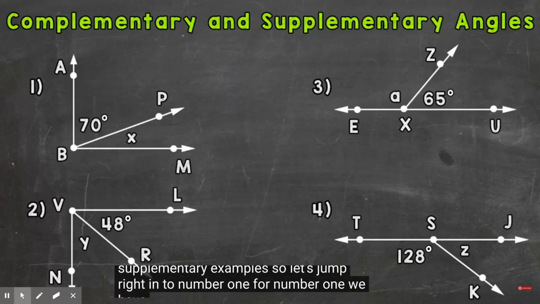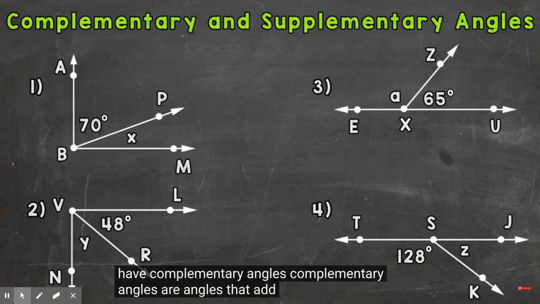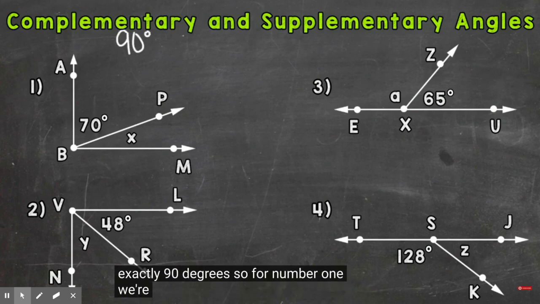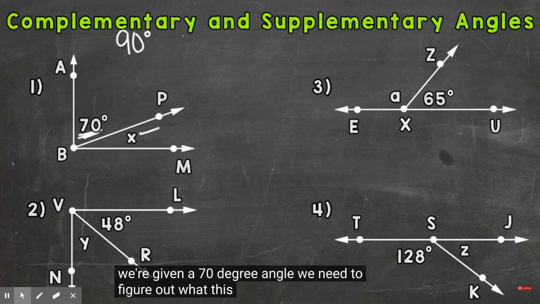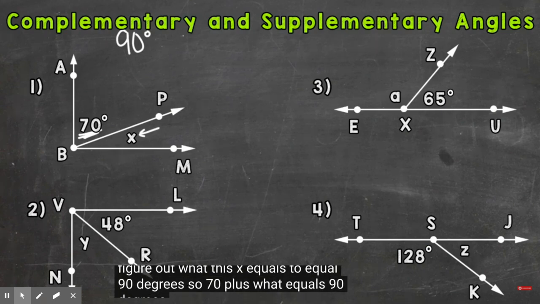For number 1, we have complementary angles. Complementary angles are angles that add up to equal exactly 90 degrees. So for number 1, we're given a 70-degree angle. We need to figure out what this x equals to equal 90 degrees. So 70 plus what equals 90 degrees.